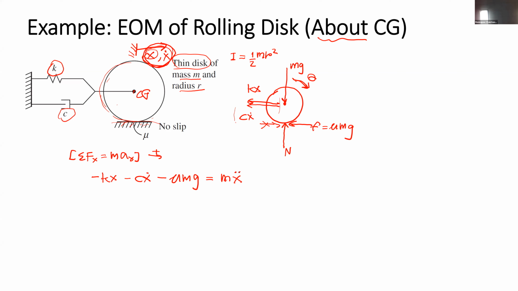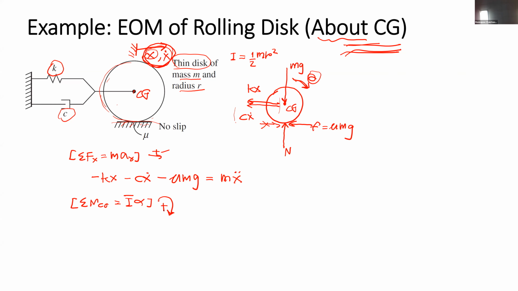And if you consider the summation of moment about the CG, the summation of moment about the CG is equal to the moment of inertia about the CG multiplied by the angular acceleration. And if x is positive to the right hand side, theta is positive in the clockwise direction.